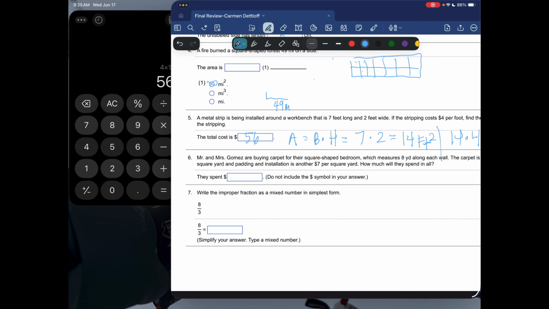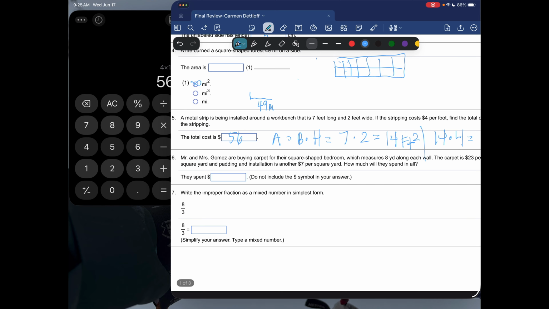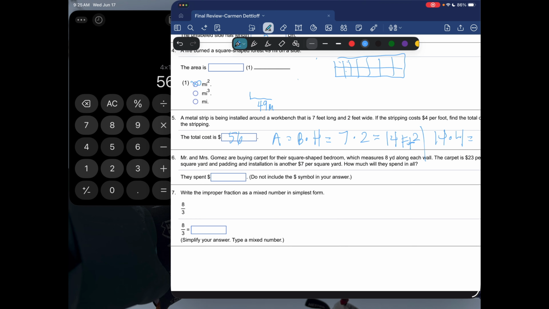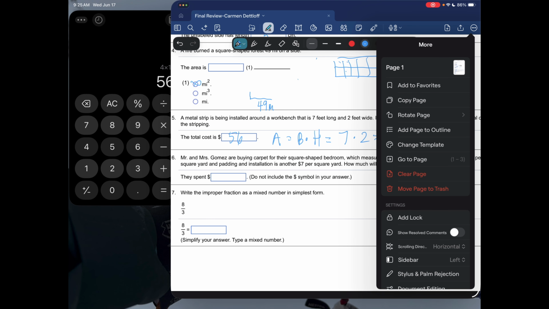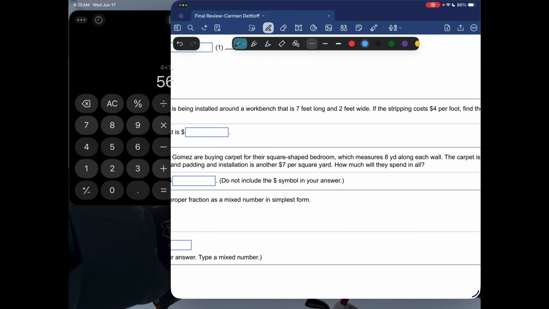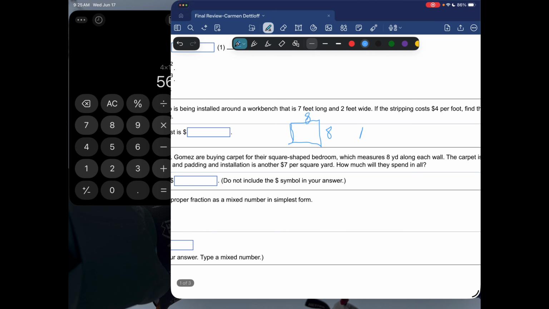Mr. and Mrs. Gomez are buying carpet for their square-shaped living room, which is 8 feet on each side, and it costs $23 per square foot for carpet and $7 for padding. Okay, I'm just going to clear this page real quick. Okay, so I have a square room, and it's 8 by 8. So first I need to find my area. Area equals side squared, or 8 squared. So 64 square yards is my dimensions.